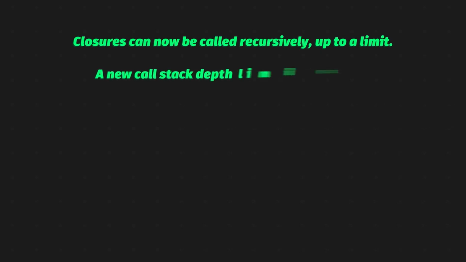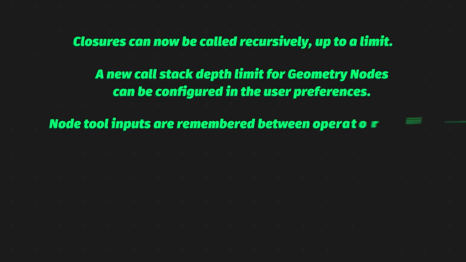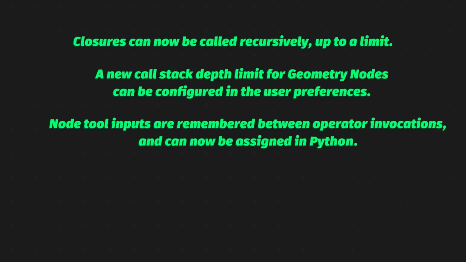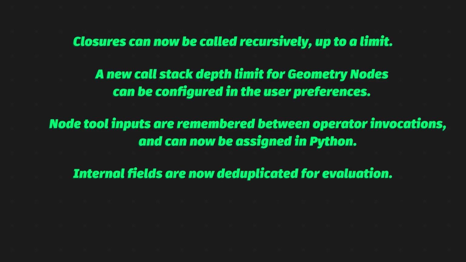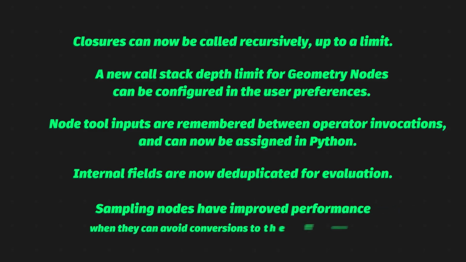A new call stack depth limit for geometry nodes can be configured in the user preferences. Node tool inputs are remembered between operator invocations and can now be assigned in Python. Internal fields are now deduplicated for evaluation. This can speed up nodes that are used multiple times, like sample UV surface. Sampling nodes have improved performance when they can avoid conversions to the face corner domain.